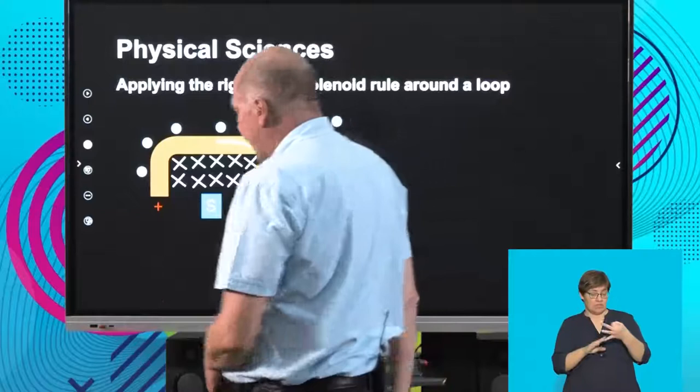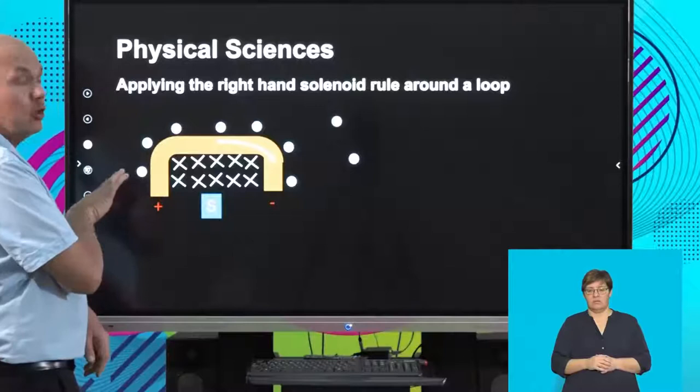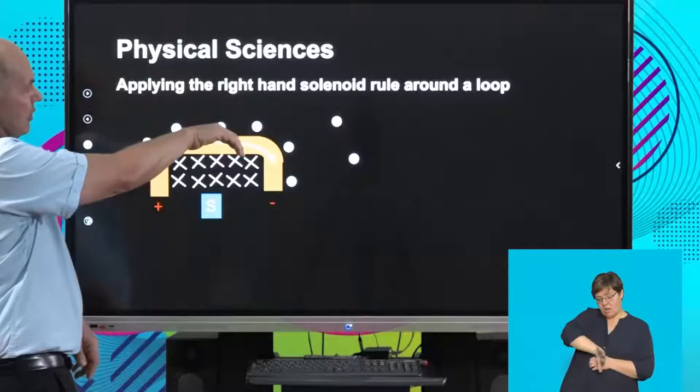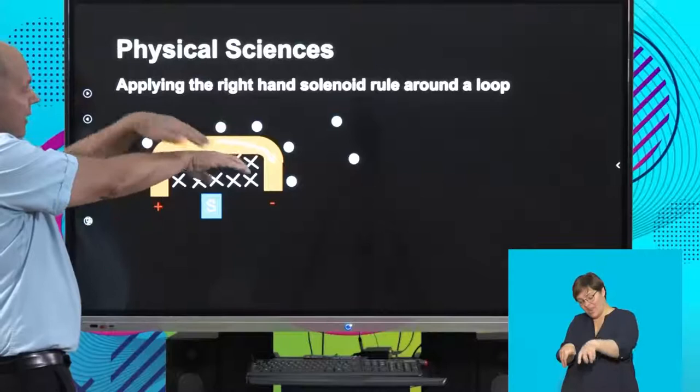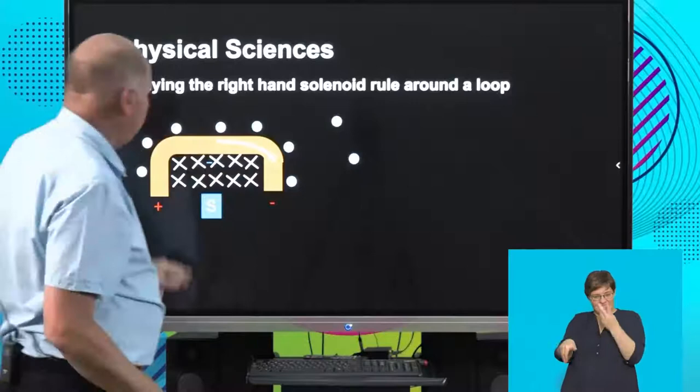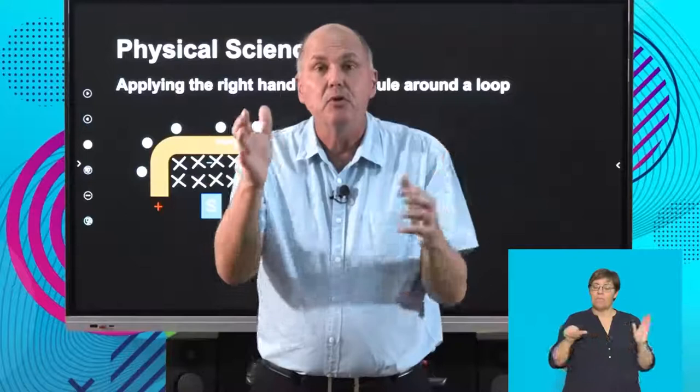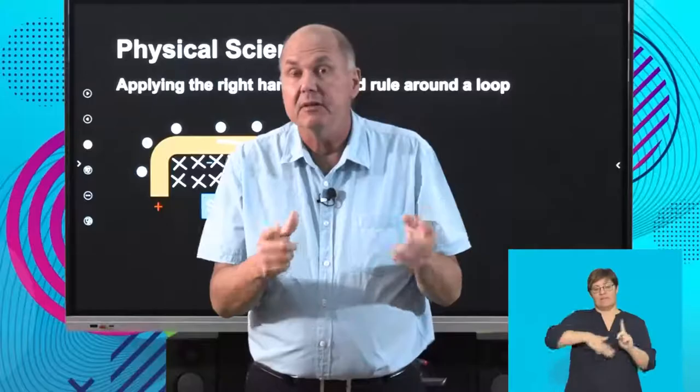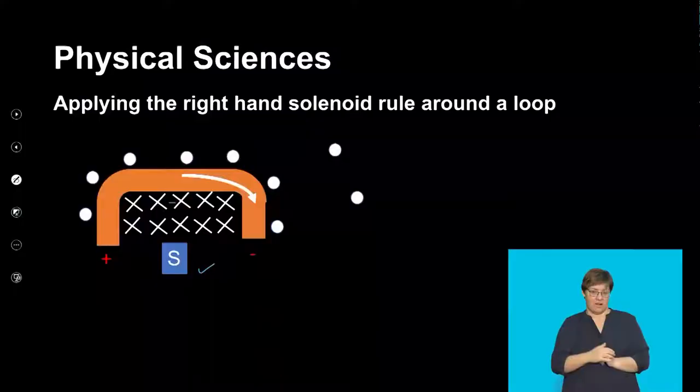And we recognize that this end we called the south end. Let's make sure that it's working. We take the curl of the fingers to show the direction of the current, and the thumb over here is pointing in. That means this side is not the North Pole. This side is the South Pole, just like we've confirmed it over there. So guys, this is an important rule that we're going to use as we investigate the magnetic field around a coil. So let's have a look at a simulation.